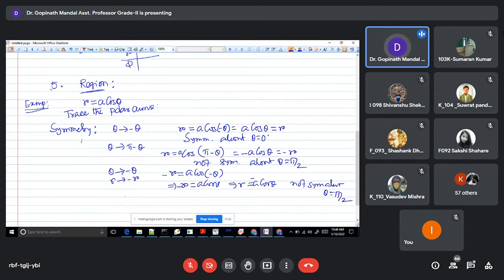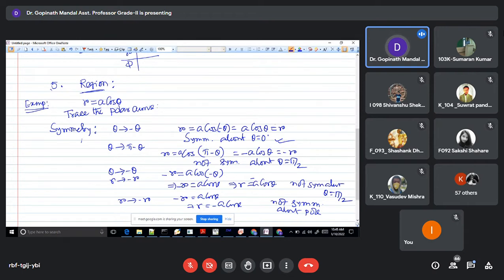And the fourth case, r to minus r, that is minus r equal to a cos theta. So there is a change in the equation, r equal to minus a cos theta. That means it is not symmetric about the pole. So the equation is symmetric about the initial line theta equal to 0.